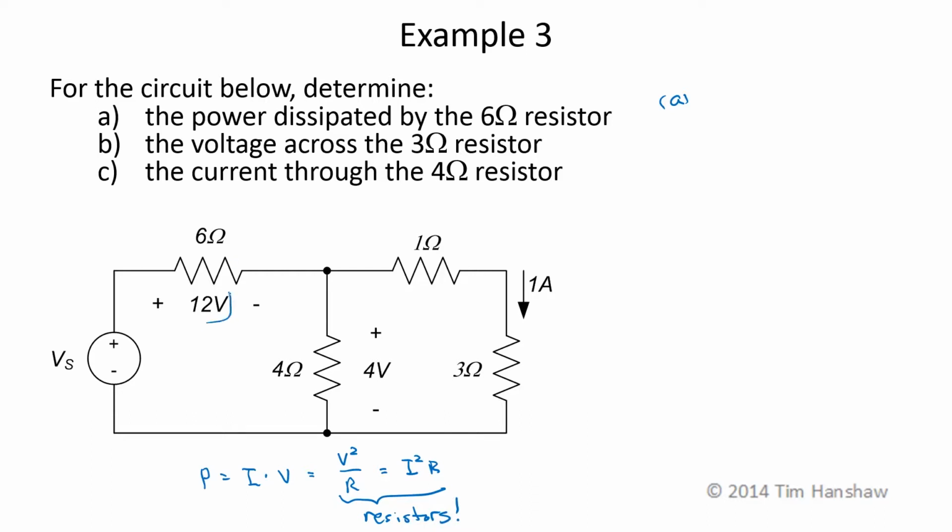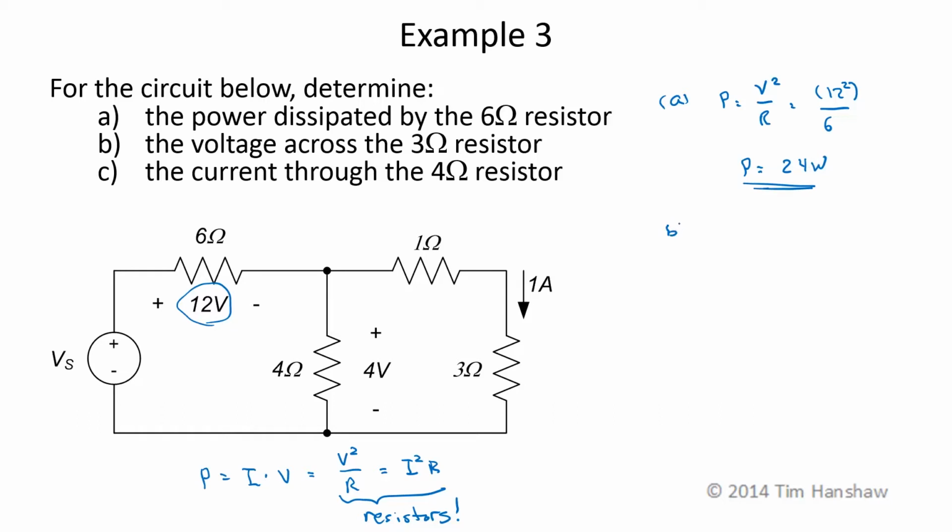We're given the voltage, which is 12 volts, so it's probably easiest to use the equation that just has a voltage and a resistance. So in this particular case, I'll use power is equal to V squared over R, which is 12 squared over 6. And the power is equal to 24 watts.